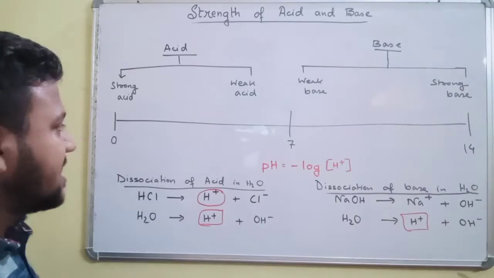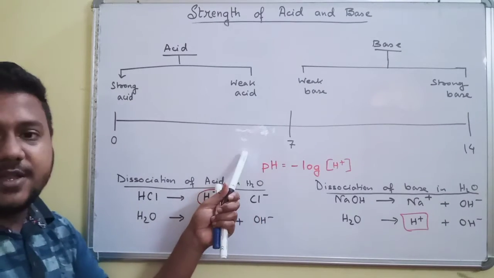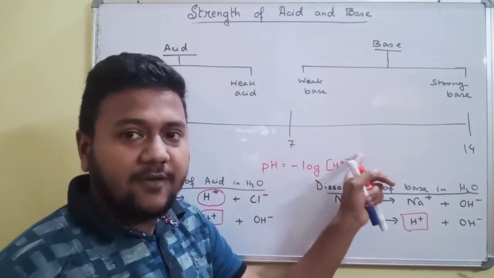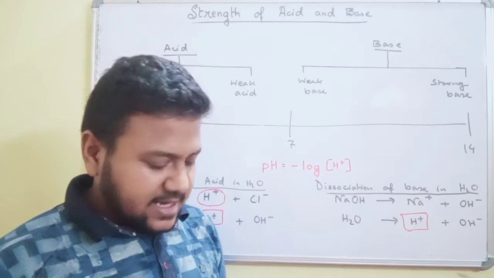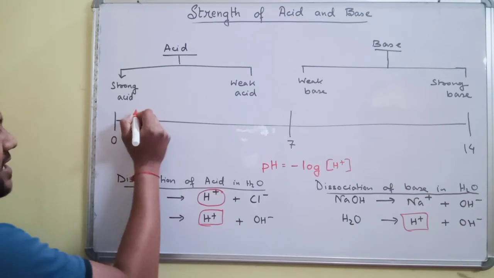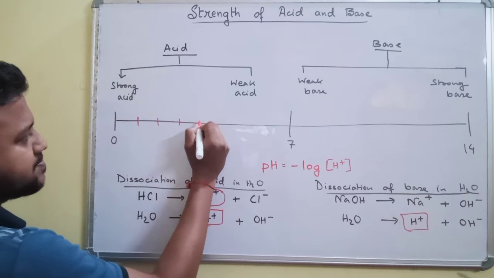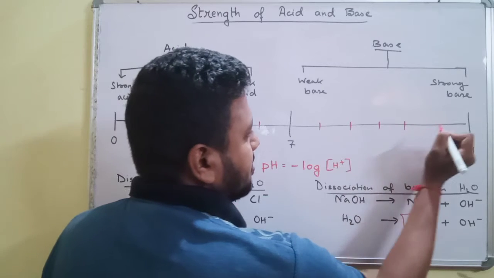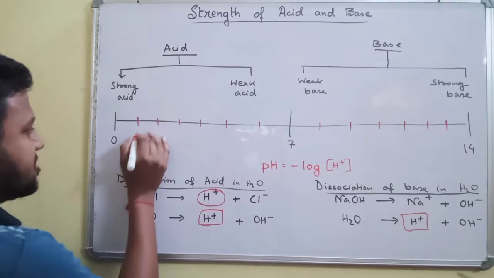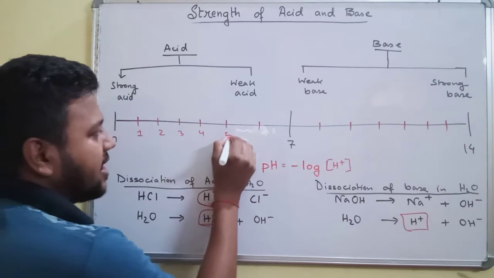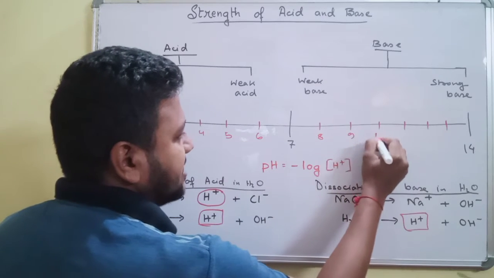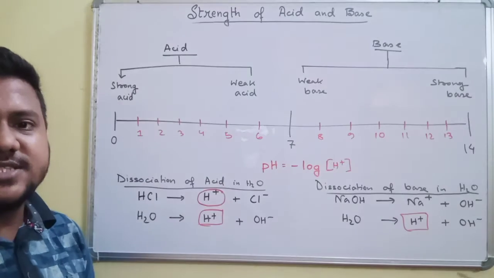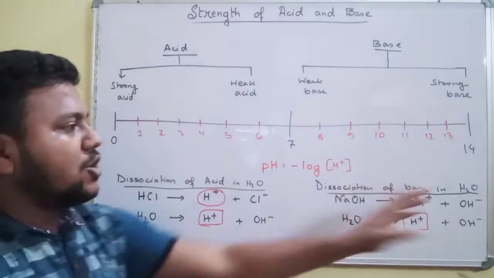The substances that have a pH below 7 will be termed as acid, and the substances that have a pH above 7 will be termed as base. Now in this particular scale we can see equal divisions, and these divisions are 1, 2, 3, 4, 5, 6, 7, 8, 9, 10, 11, 12, 13 and 14. So the pH scale ranges from 0 to 14.